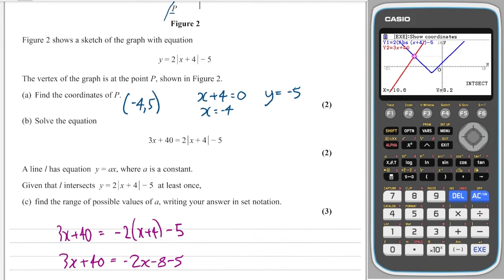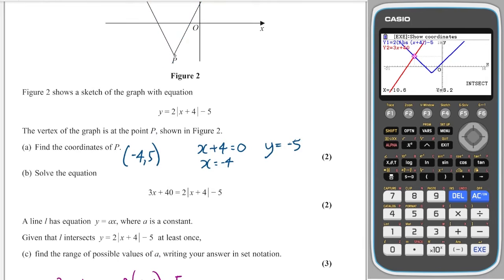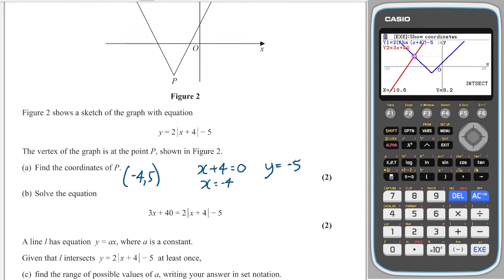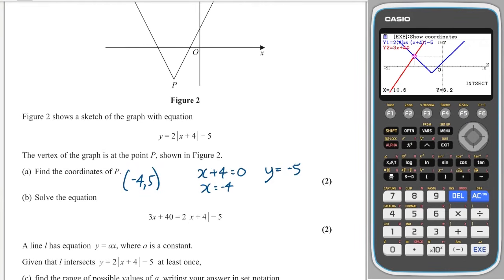Okay, next part. The line has the equation y equals ax, and given that the line intersects that at least once, find the range of possible values of a in set notation. Okay, this is quite challenging. We know that the line is going to be a straight line that's going to go through the origin. There's no intercept. So I'm going to model it by drawing it like this, and I'm going to have it just touch P once. And I'm going to try and figure out what that line is, because that's going to be a critical line, because the question asks us for it to cross at least once. So let's find out where it does cross exactly once.